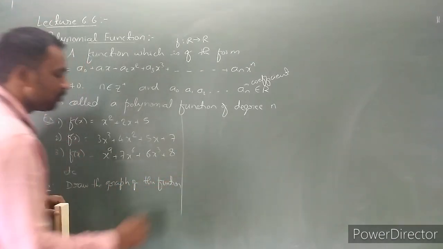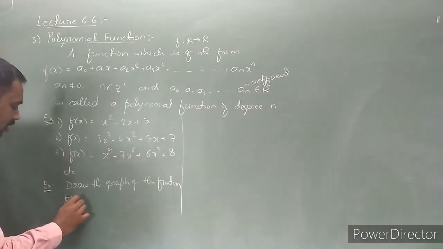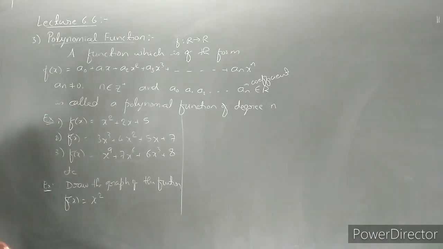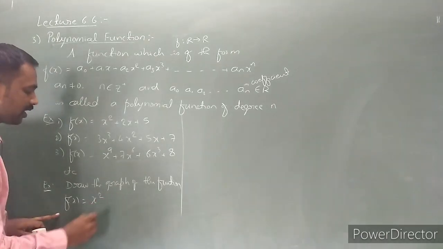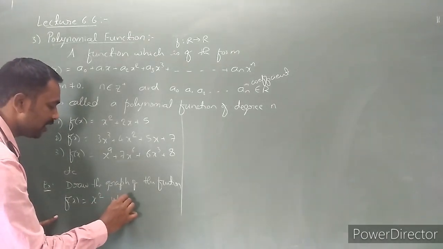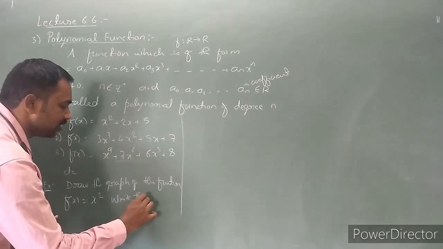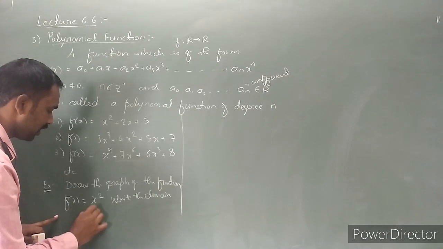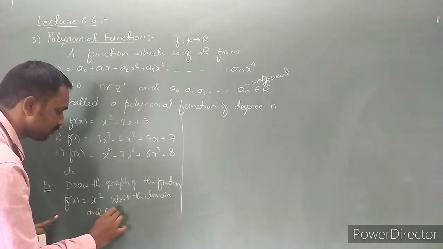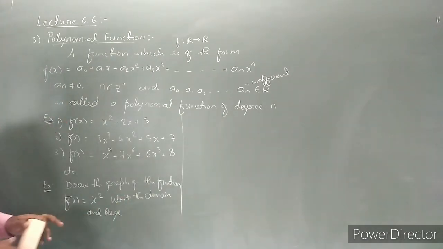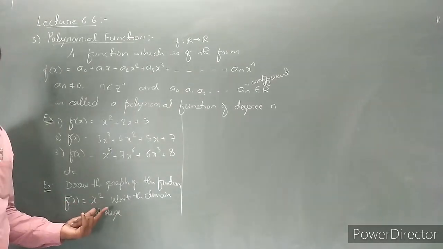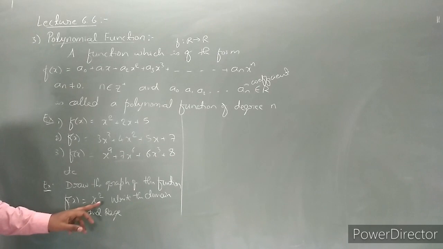Graph of the real function is given by f of x is equal to x square. Draw the graph of the function f of x is equal to x square and also write the domain and range of the function. Here, is it a polynomial function? f of x is equal to x square? Yes, obviously it is a polynomial function.